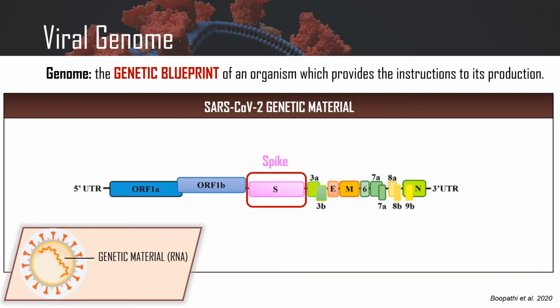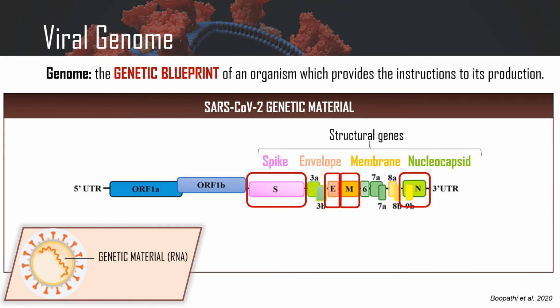Now, each region you see here, as shown in the coloured boxes, codes for the synthesis of the following 4 main structural proteins, including the spike, the envelope, the membrane, and the nucleocapsid. There are also non-structural genes called accessory proteins and other non-structural genes. Now, importantly, any change to the genetic code that I've shown here can lead to a mutation.